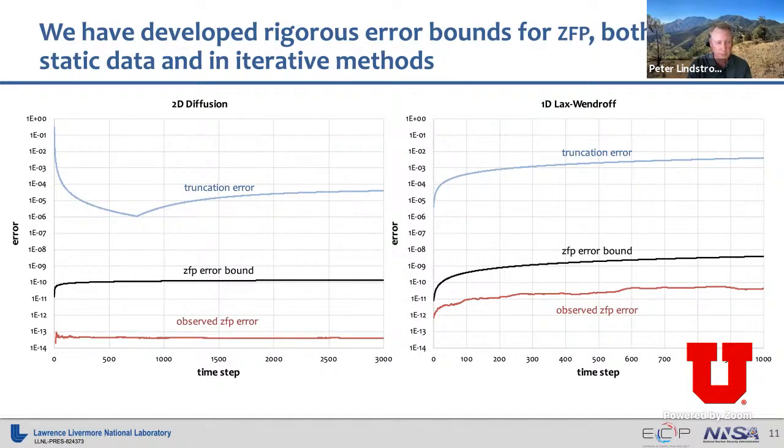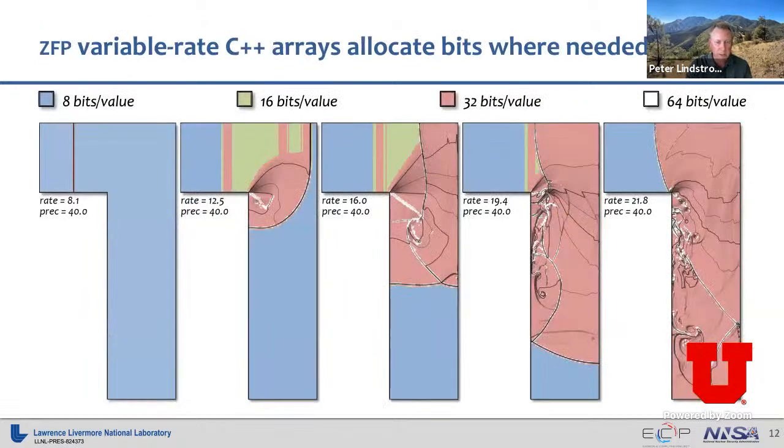What I'm showing here is what happens if you don't use a fixed number of bits per block, but what if you vary it throughout the domain?